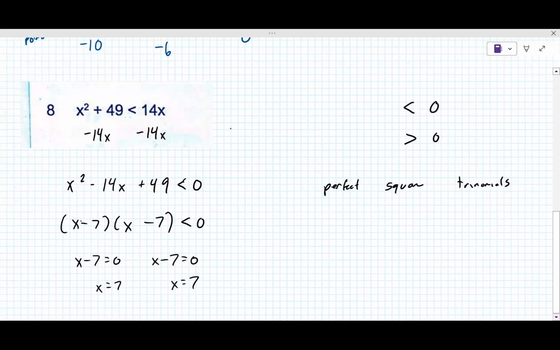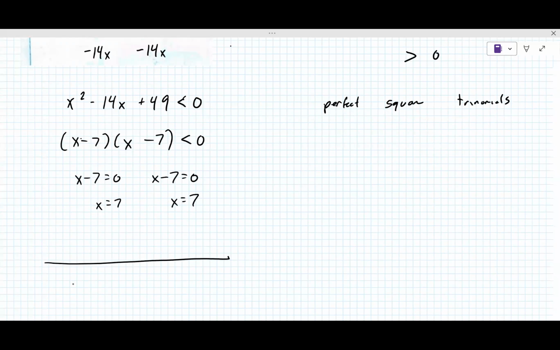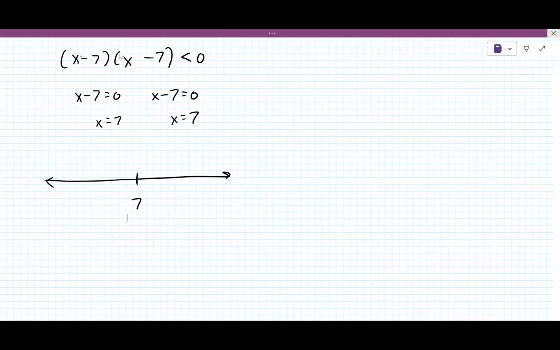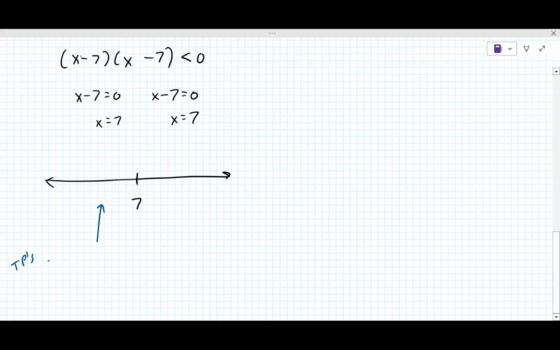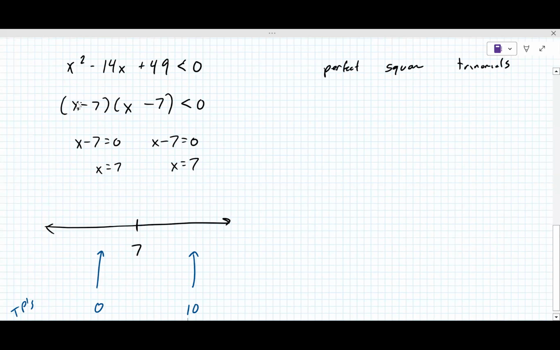Okay. Now go to a number line and you've got to test points. Now you've only got 2 regions this time to test points in, which is nice. So you're going to test points in the left and the right. So maybe 0 and 10. 0 is always a good choice. And again, you can test them in the factored form. The original doesn't matter. Whatever you feel like.